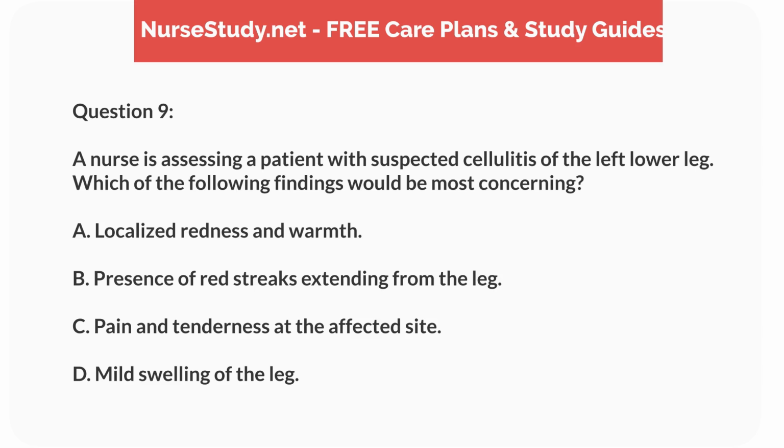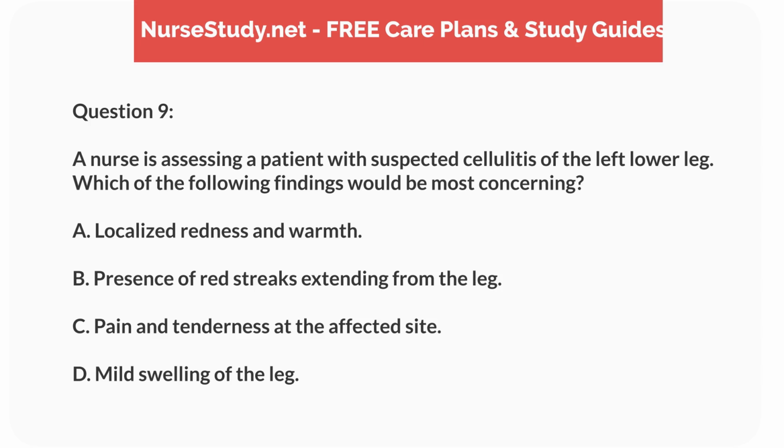Question 9. A nurse is assessing a patient with suspected cellulitis of the left lower leg. Which of the following findings would be most concerning? A. Localized redness and warmth. B.